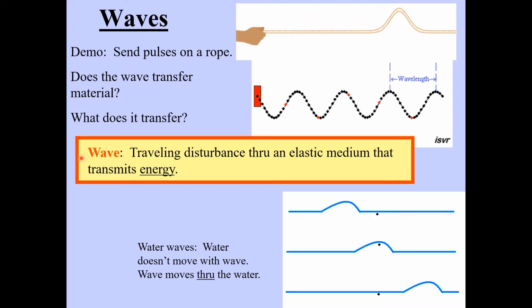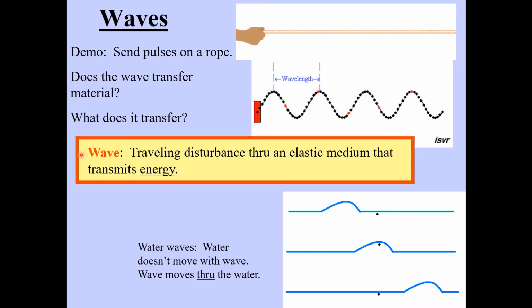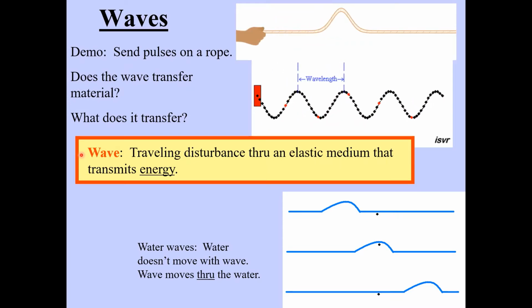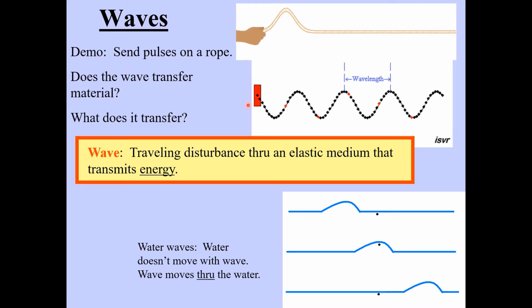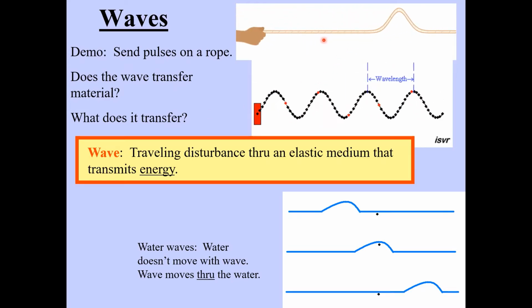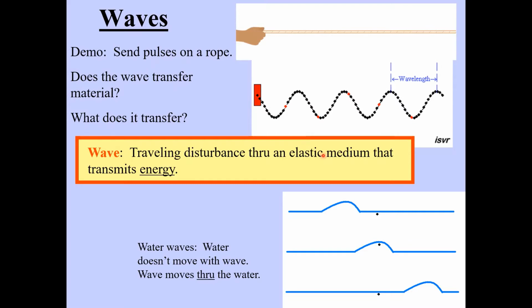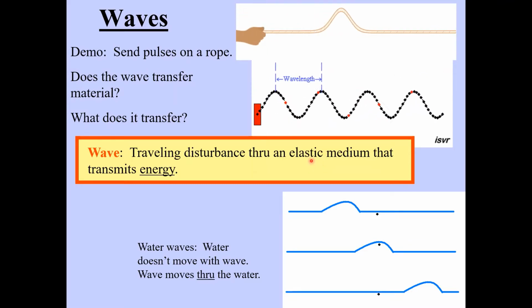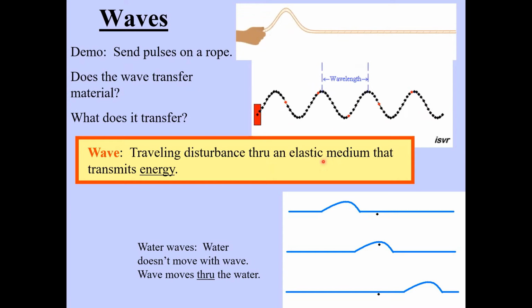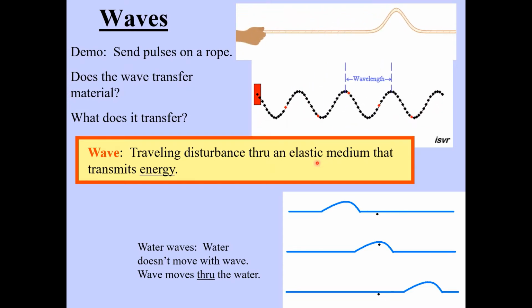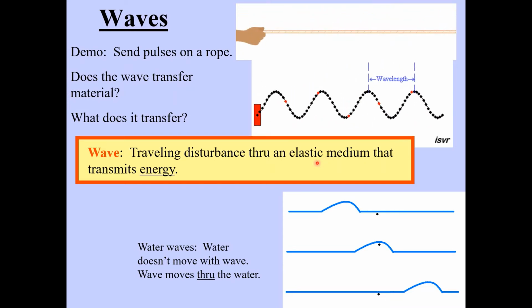So our definition of a wave is a traveling disturbance through an elastic medium that transmits energy. So in this case, the rope is our elastic medium. And what an elastic medium means is that it's a material or a substance that is basically stretchy. And most materials are elastic.